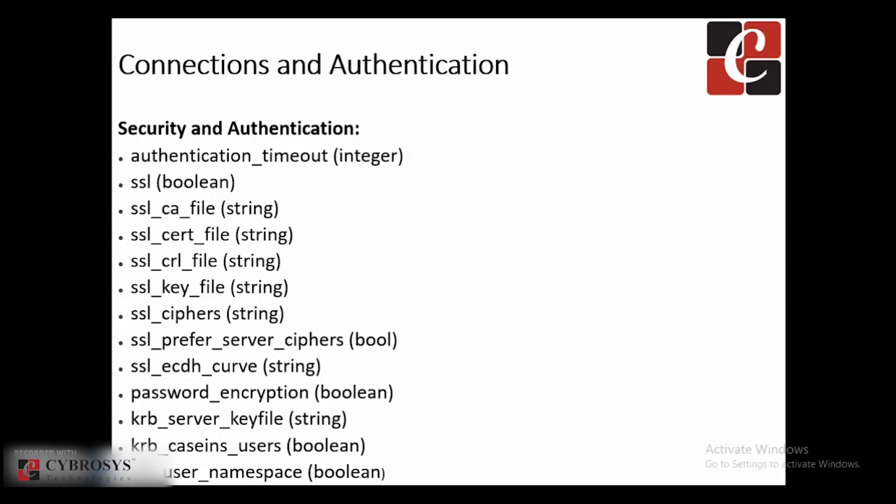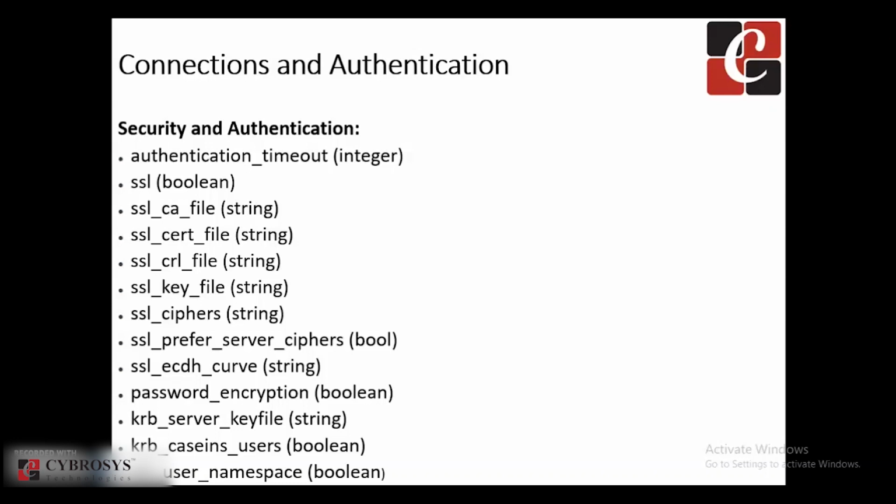Then SSL ciphers. It is a list of SSL cipher suites that are allowed to be used on secure connections. Then SSL prefer server ciphers, a boolean value on whether to use the server's SSL cipher preferences or not. By default it is true. Then next one is ECDH curve, which is related to some key exchange.